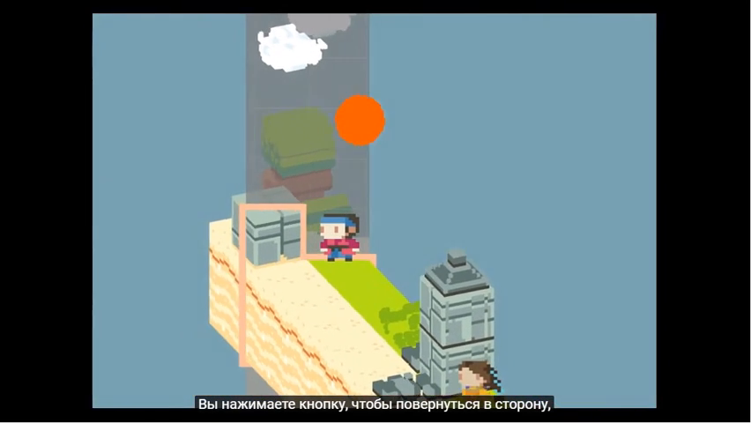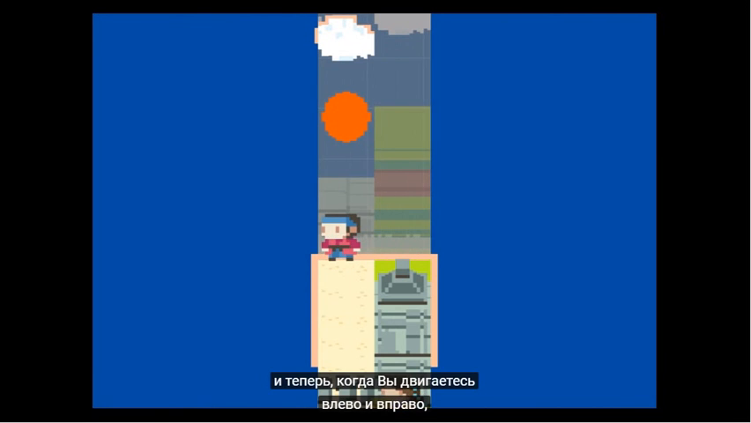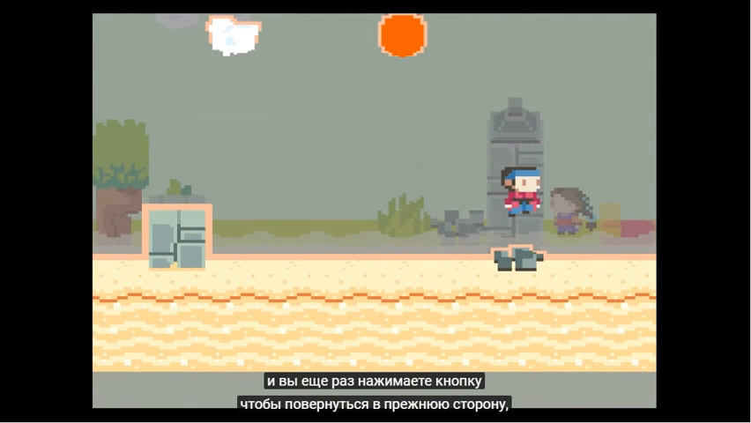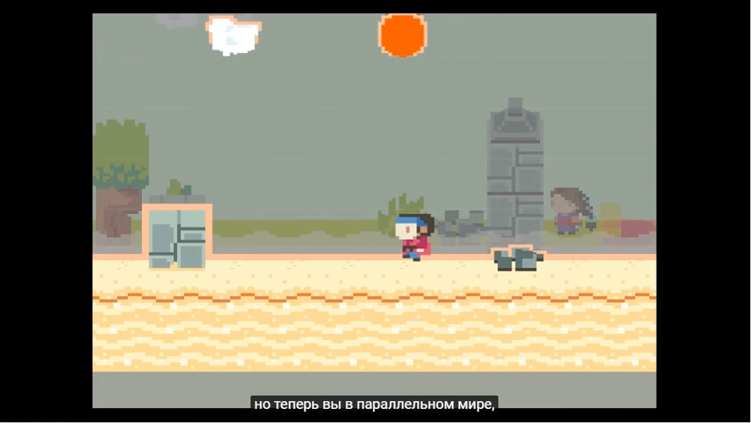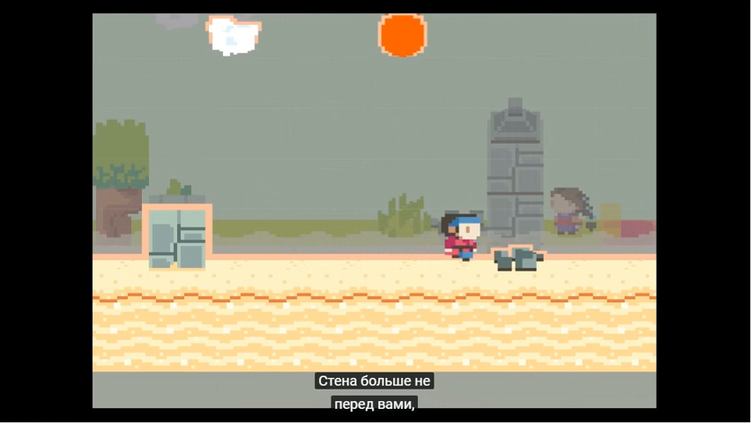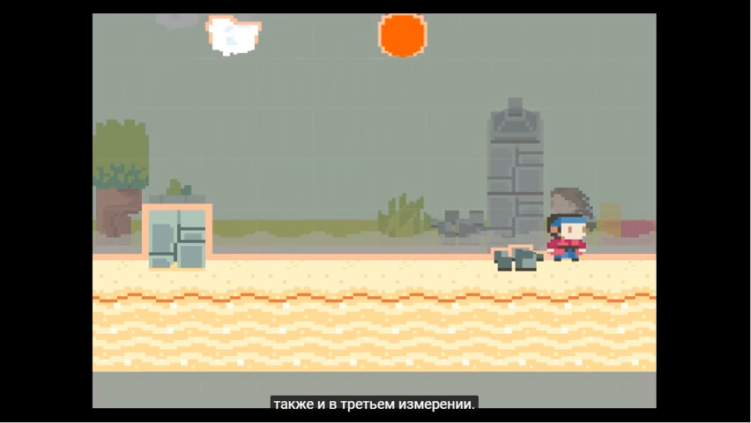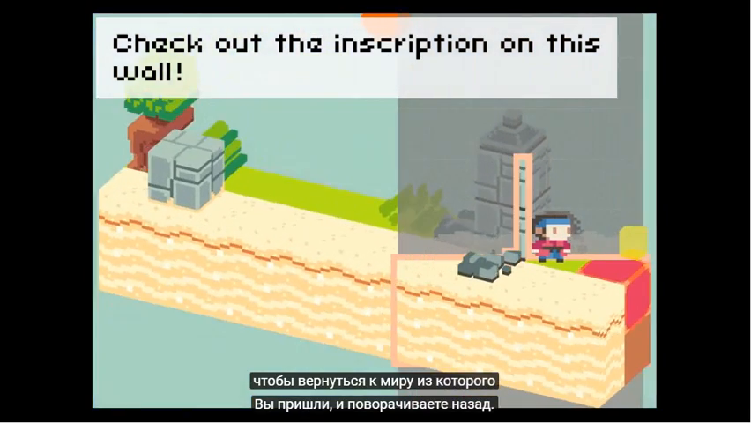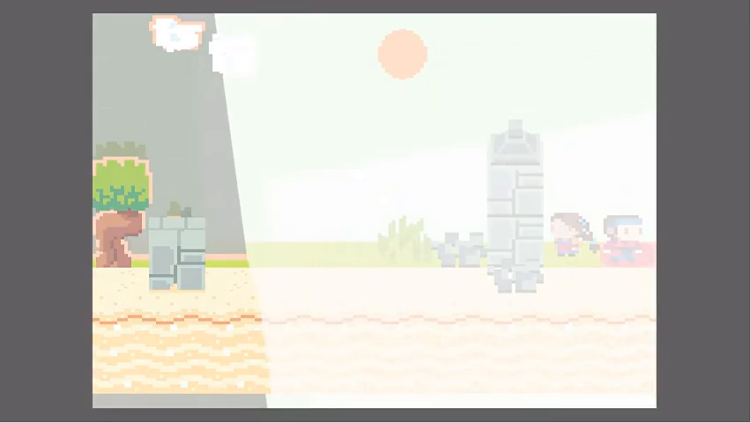So you press a button to turn sideways, and now when you're moving left and right, it doesn't mean the same thing. It actually means moving along the third dimension. So you take a few steps, and you press the button again to face the original way, but now you're in a parallel world that is further along the third dimension. So the wall is not in front of you anymore, it's off to the side, and you can walk right past it. You can notice that some rubble must have fallen off the wall in the third dimension also. You turn sideways and take a few steps to get back to the world you came from, and turn back.